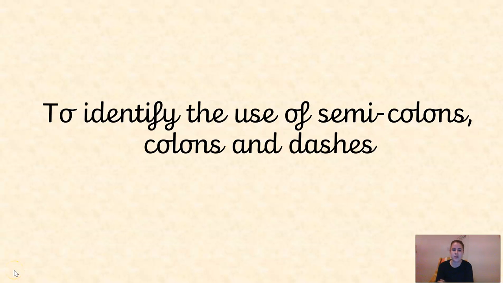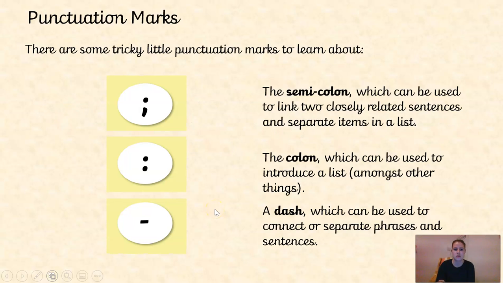Okay, today Year 5 we are going to look at identifying the use of semicolons, colons and dashes in our writing. So, these are the different types of punctuation marks that we are going to look at today. Now, they are a little tricky to understand, okay, so take your time when going through this video today.